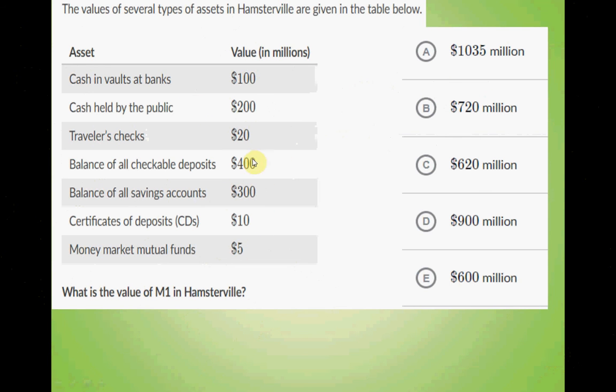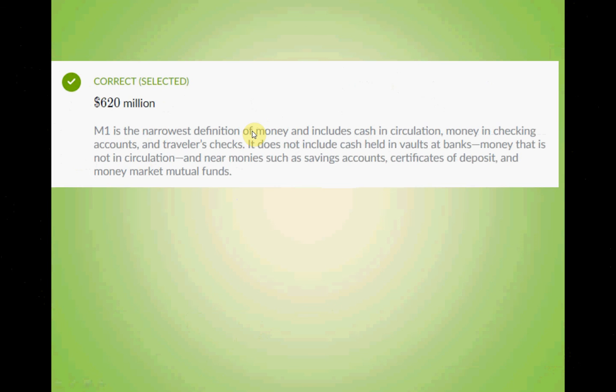So we said that these ones right here, these middle-ish ones, 220, and then 400, 620. So M1 should be $620 million.